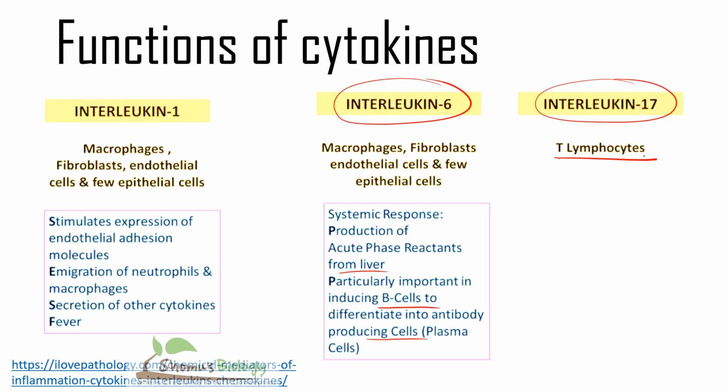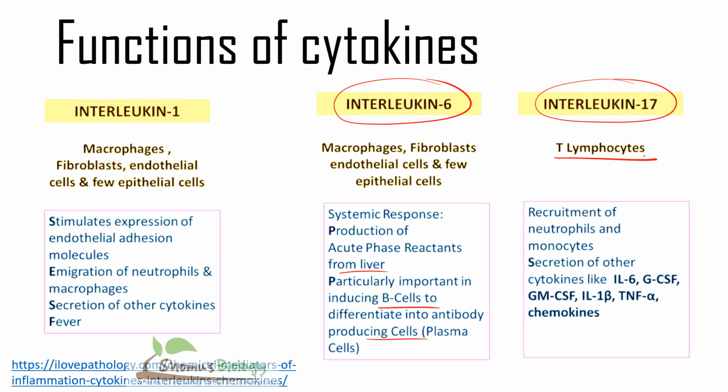secreted by only T lymphocytes, and the job here is recruitment of neutrophils and monocytes, secretion of other cytokines. It's solely responsible for cell mediated immunity, while interleukin 6 is used in case of humoral mediated immunity, because it will activate the B cells to produce antibodies. So conversion of B cell into plasma cell is done by this.